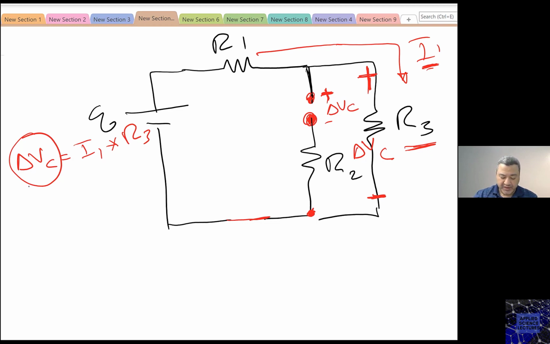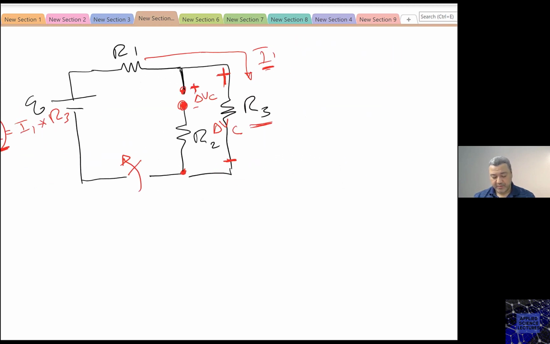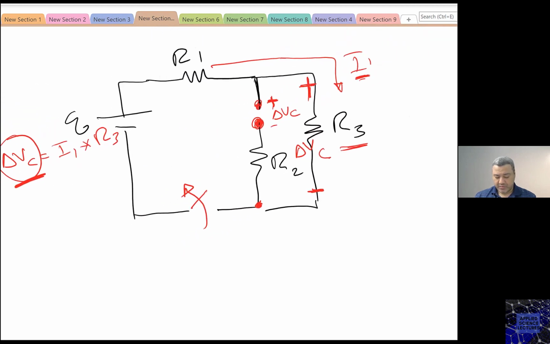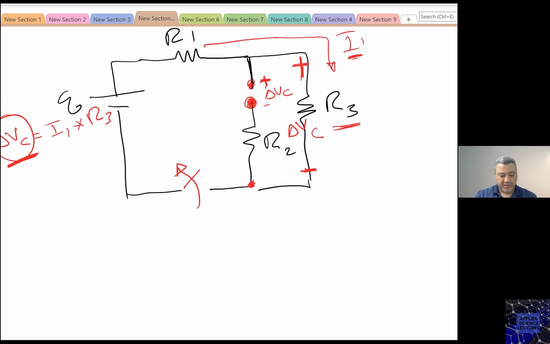I have delta VC across the capacitor, and now the switch was opened again. Now, guess what's going to happen to the capacitor? Now, the capacitor will be replaced by a battery, and only for that moment. And this battery is delta VC. So now I can redraw this circuit. I can redraw this circuit.